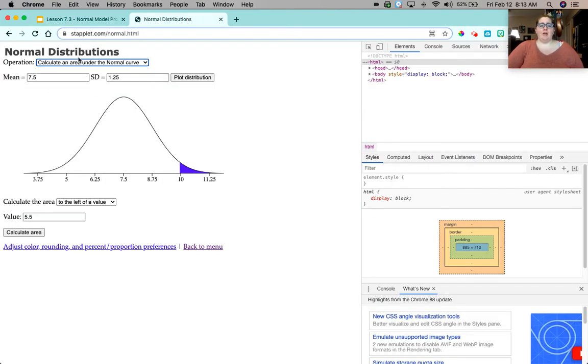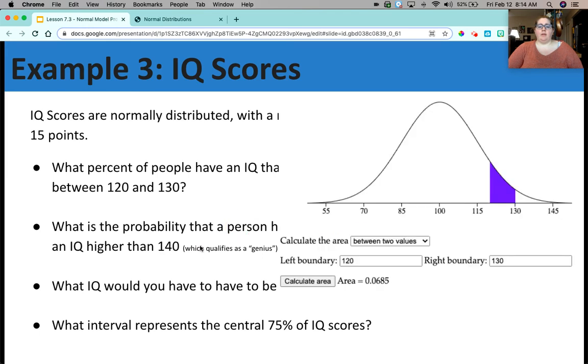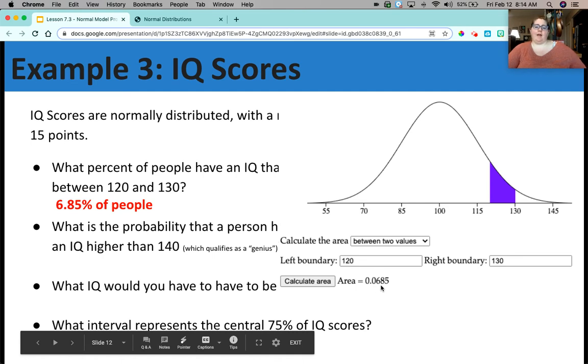So I'm going to say calculate an area, and then I'm going to change my mean to 100 and my standard deviation to 15, and then click plot distribution. And now I have this lovely labeled graph, just like we did a minute ago. And then I want between 120 and 130. So I'm going to say between two values, 120, 130, and then calculate area. We get an area of 0.0685, which would be 6.85%. So 0.0685 is 6.85%.